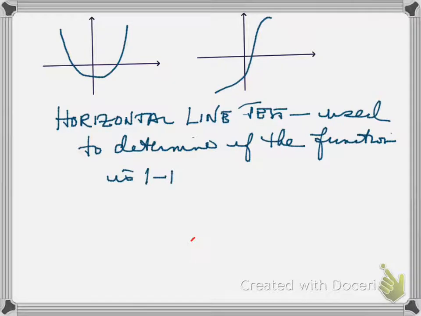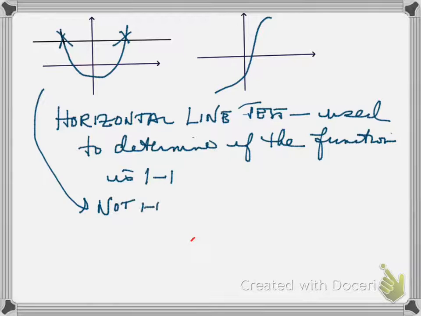And it's going to work the same way that the vertical line test works, except you're going to use a horizontal line. So looking at our parabola here, if we draw a horizontal line anywhere through the graph, we can see that it crosses the graph in two places, right here. And that means that this one here is not one-to-one, because it fails the horizontal line test.